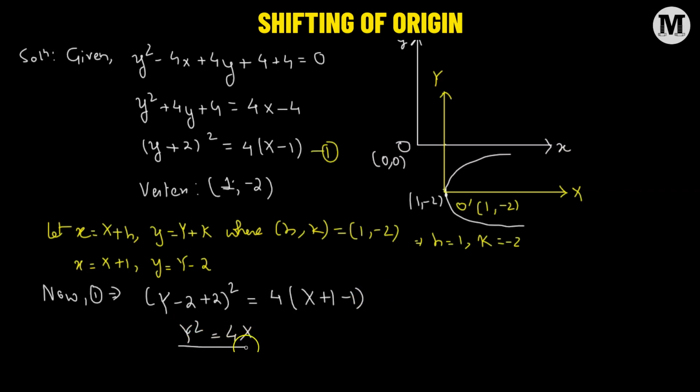Now clearly this is a parabola. This is the transformed equation of the parabola whose vertex will be at the origin, because after shifting the origin from the initial position O to O prime (1, -2), this can be treated as the origin of the new Cartesian axes. So that is why we're getting the equation y squared equals 4x.